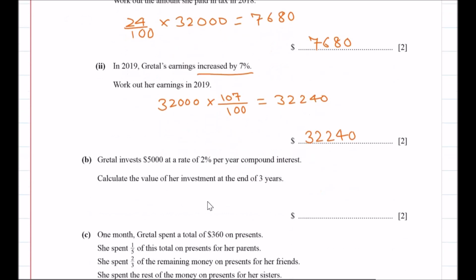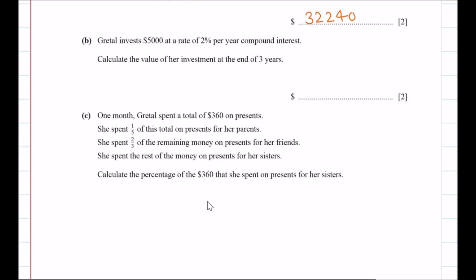Let's take the next question, question number B. Here it says Gretal invests $5,000 at a rate of 2% per year compound interest. Calculate the value of her investment at the end of 3 years. This is what we have. This is P. This is R. This is T, time, right? And it says compound interest. So the compound interest formula we can apply here.